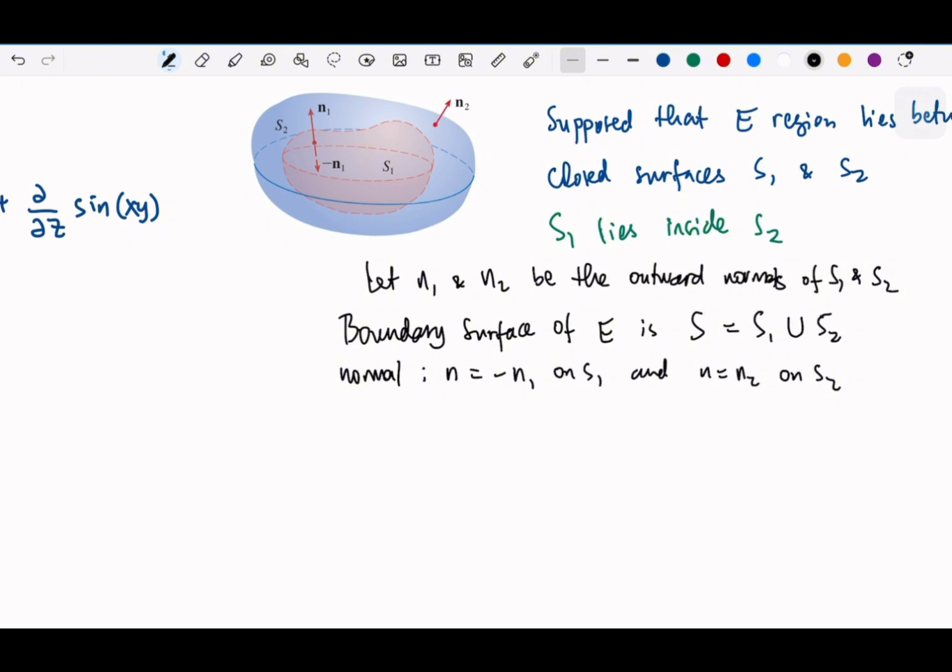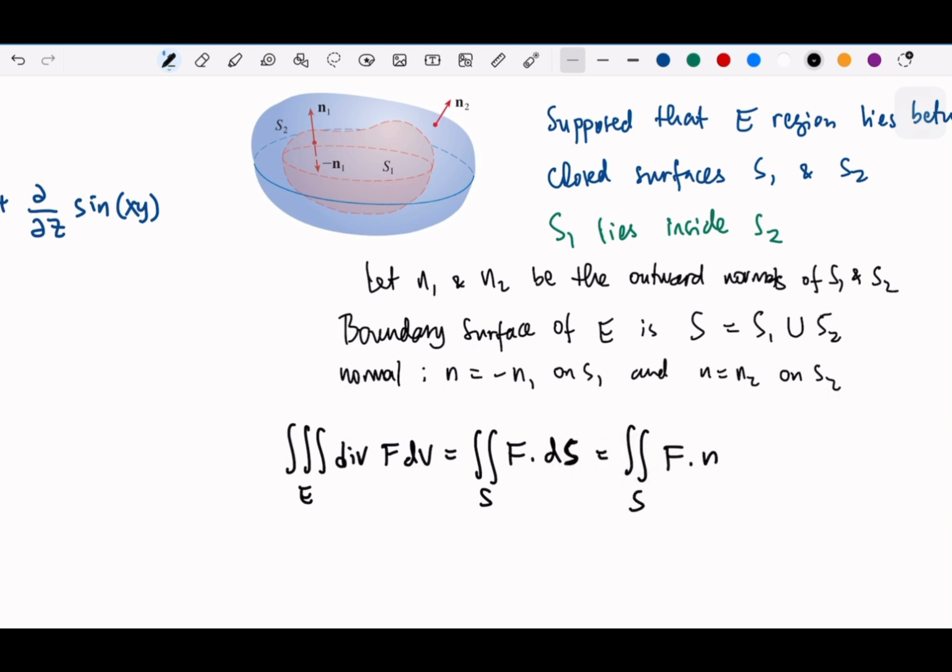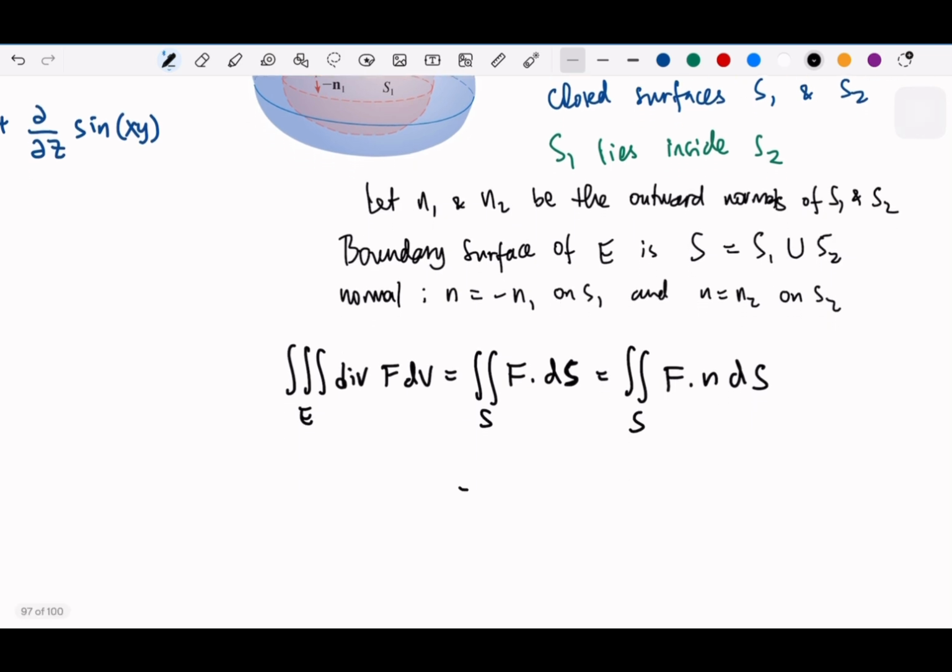So in the divergence theorem, the integral of divergence F dV will be equal to, I'll write the divergence first, and then we convert this to surface integrals. So F dot dS, and because this S is a vector, we can separate the vector for S using the normal: F dot n dS. And then S is described as two surfaces S1 and S2. So this will be over S1, F dot, the n will be negative n1, dS, plus F dot n2 dS.